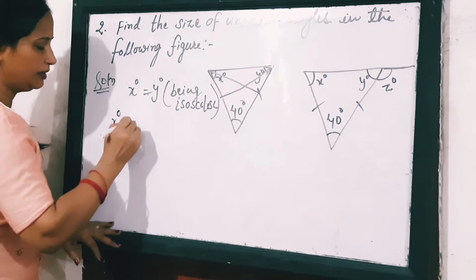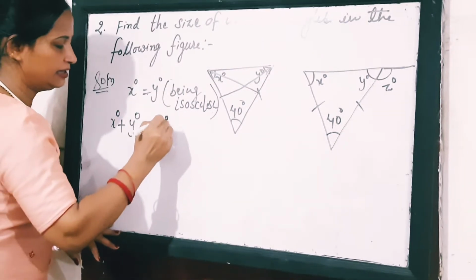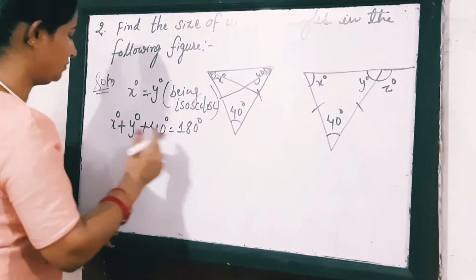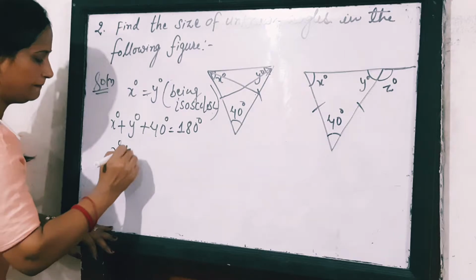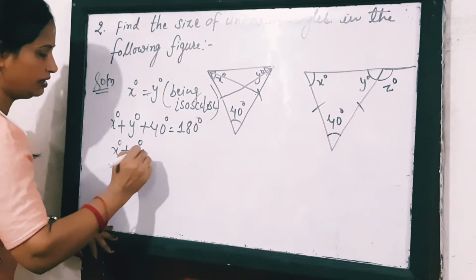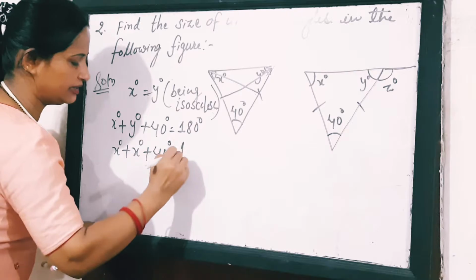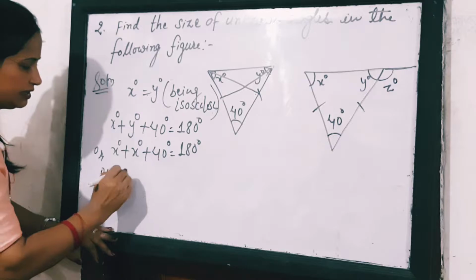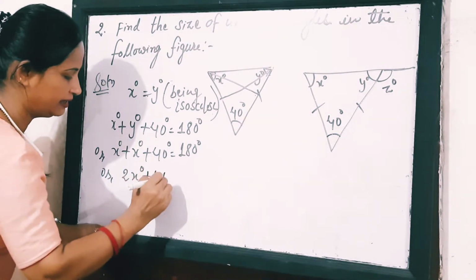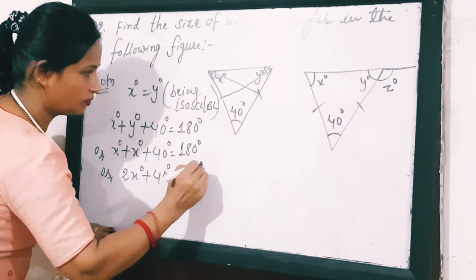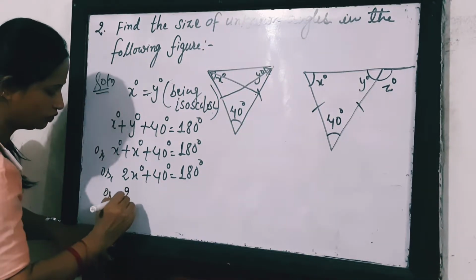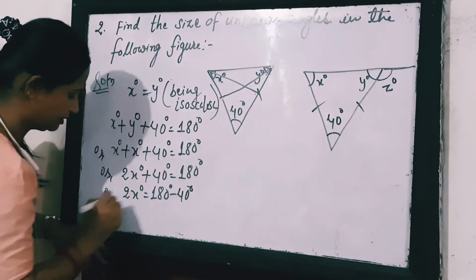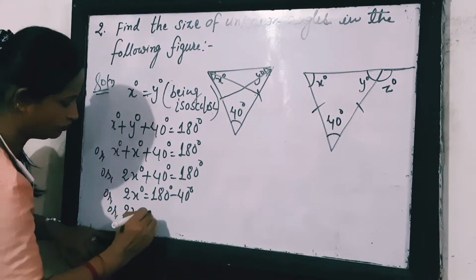Here x degree plus y degree plus 40 degree is equal to 180 degree. Understood? Why? Because it is the sum of the angles of a triangle. Now x degree plus x degree plus 40 degree is equal to 180 degree. So 2x degree plus 40 degree is equal to 180 degree. After that 2x degree is equal to 180 degree minus 40 degree. Now 2x degree is equal to 140 degree.